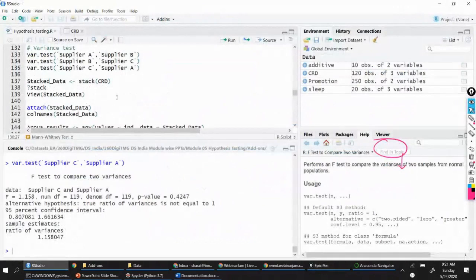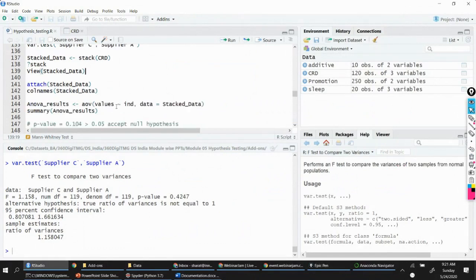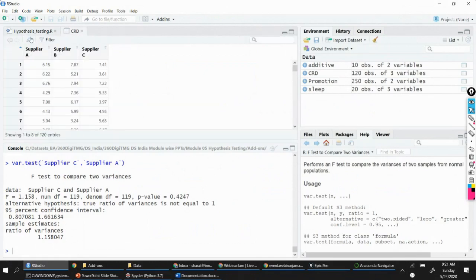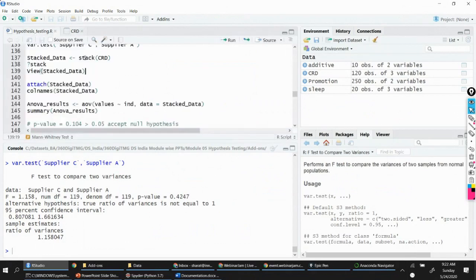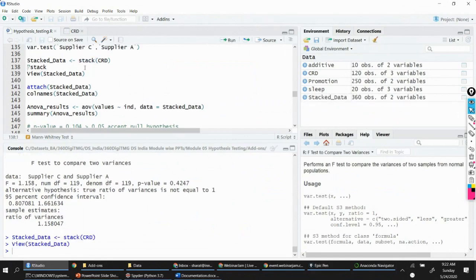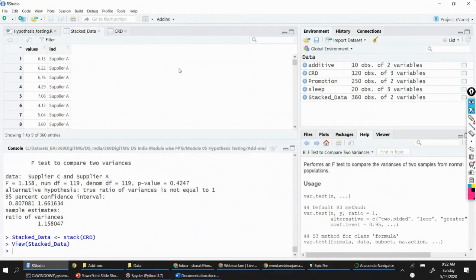Now, in order to perform ANOVA, we need to see whether the data that we are passing is in a single column or not. If you look at this, the data is in 3 different columns: supplier A, supplier B, supplier C. So we need to stack that data, combine them. A simple command, stack, would bring the entire data into a single column like this.